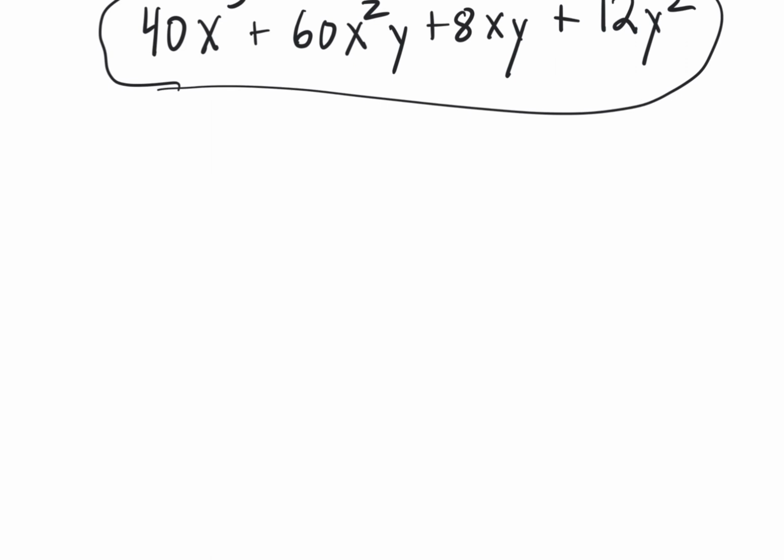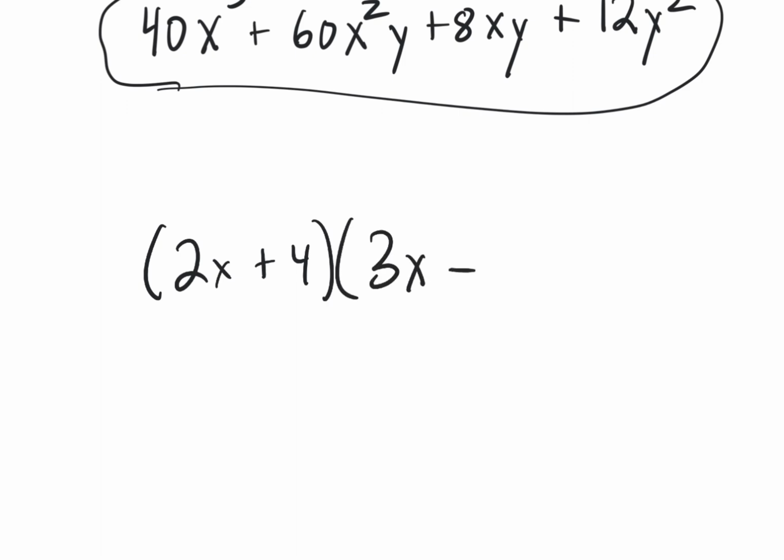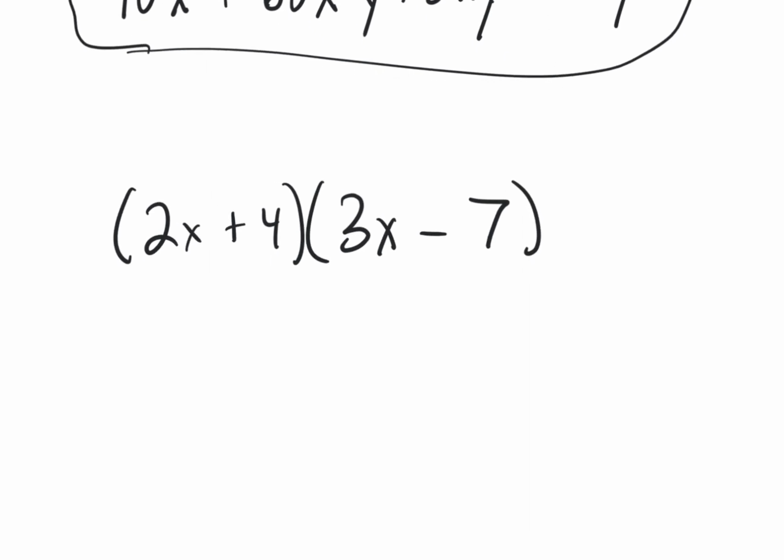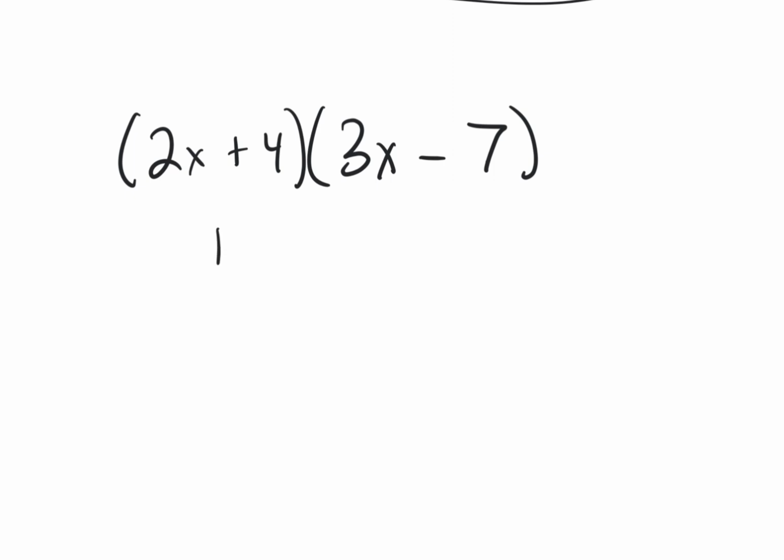Next one. Let's go 2x plus 4 times 3x minus 7. Go ahead and simplify that expression. Okay, so our first terms would be 2x times 3x, just showing you another way that maybe it'll help you to do it.